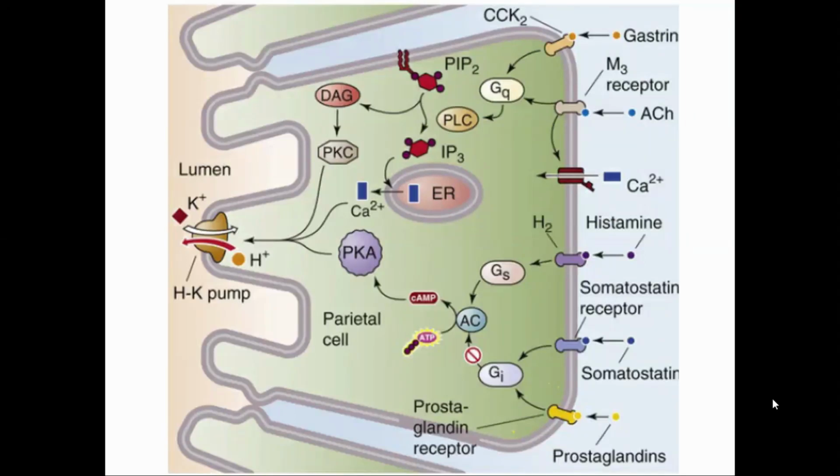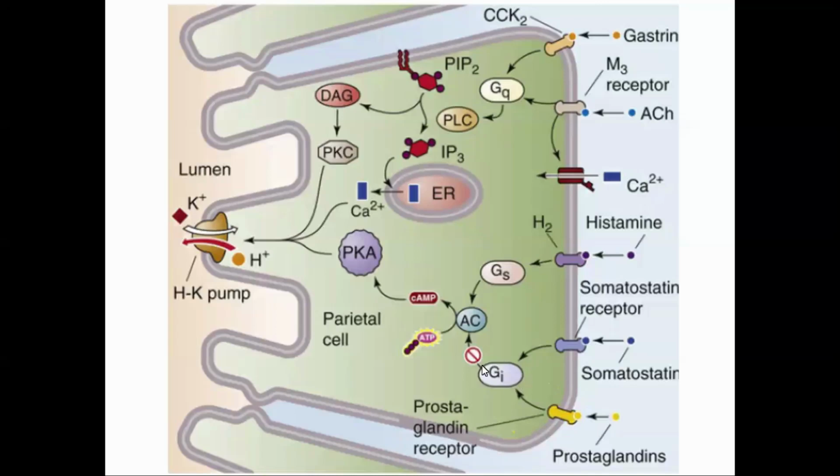Somatostatin will bind to the receptor present on the parietal cell. The D cell is present somewhere else. The D cell secretes somatostatin, and somatostatin acts on the receptor present on the parietal cells, and when it does, it will activate the Gi.